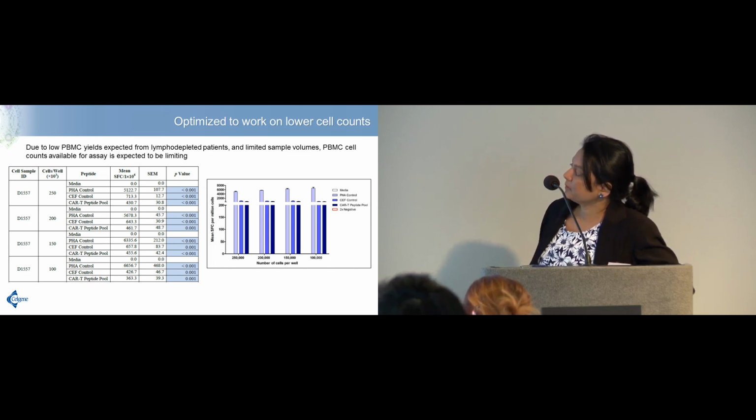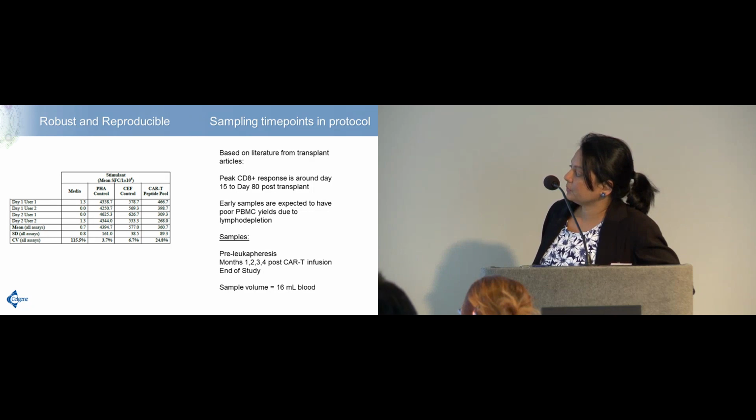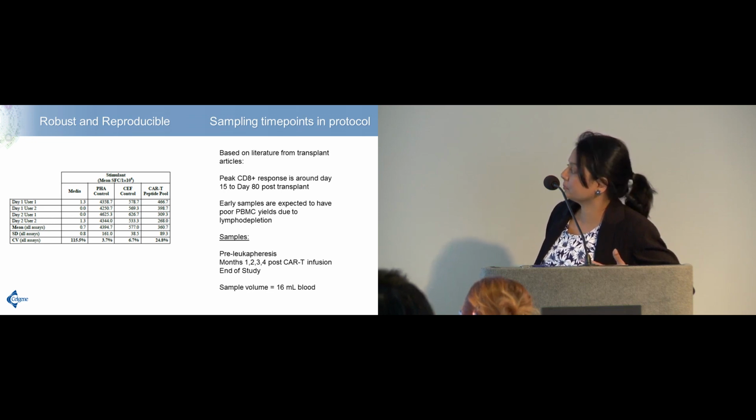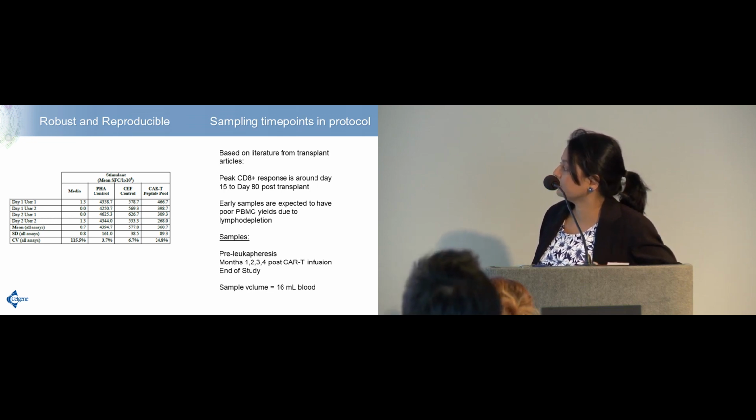Robust and reproducible, so the assay was run by different users over different days, and we looked at the CV. You can see the controls work beautifully. Negative control doesn't count for CV. Positive controls work very well, and our CAR T peptide pool was also behaving, although the variability is higher with our peptide pool.